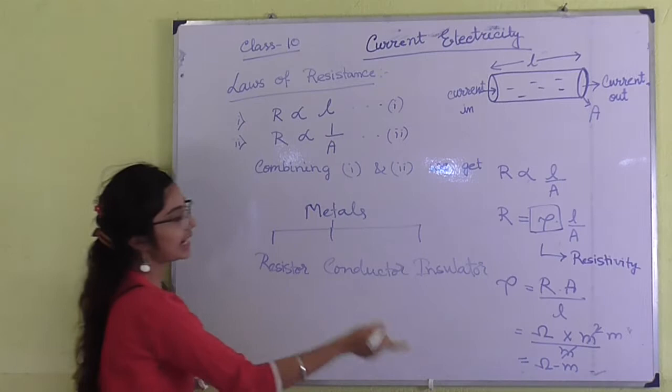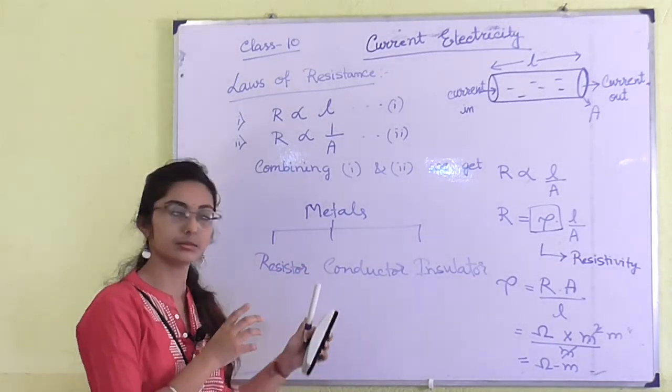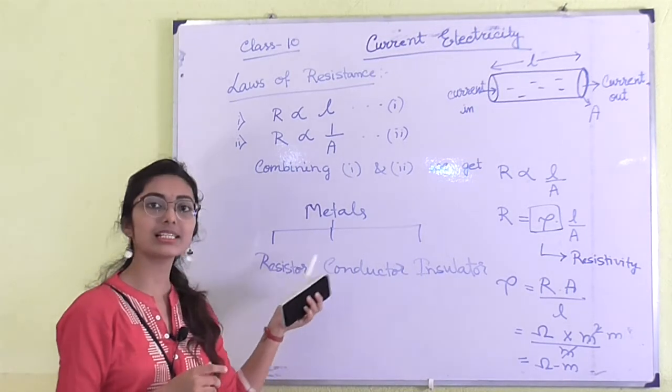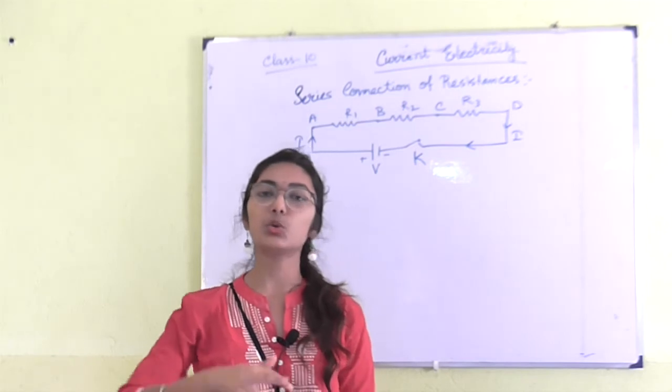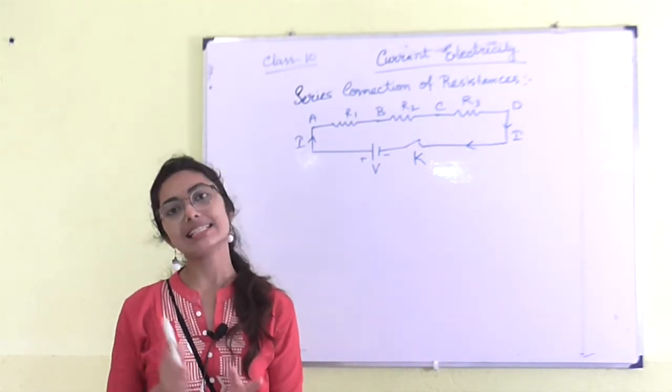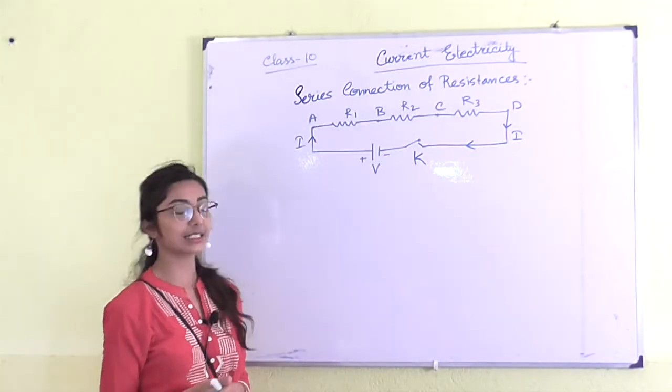Depending on the resistivity and conductivity, we can categorize metals into these three groups. Resistances can be arranged in two types of connection. One is series connection and another is parallel connection. So let's study series connection.